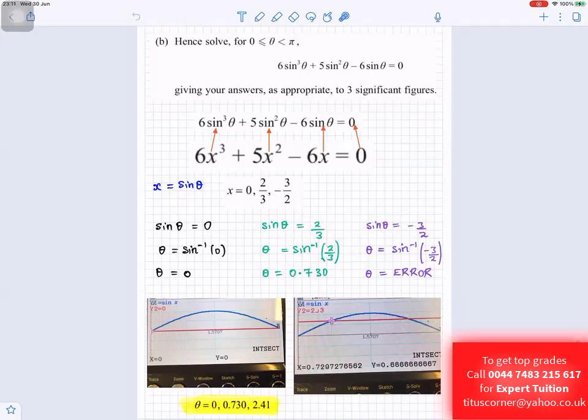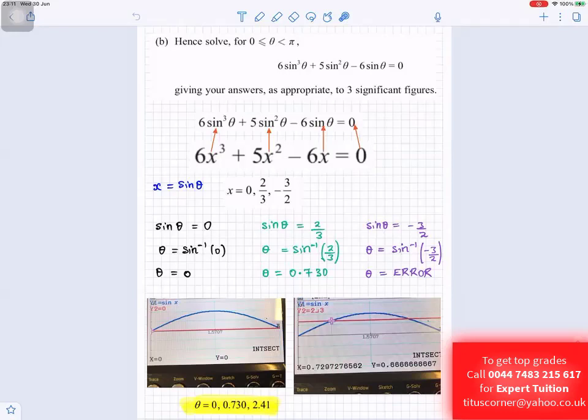0.730. Put your calculator in radians because you see pi there, your calculator should be in radians. Sine theta is minus 3 over 2. So inverse sine or arc sine of minus 3 over 2 gives you an error in the calculator. So when you sketch the graph, theta would be 0, 0.730 or 2.41.